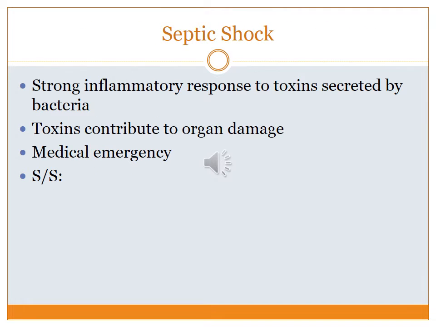of entry. Then we have septic shock, which is a strong inflammatory response to toxins secreted by bacteria. It contributes to organ damage. It is a medical emergency. Signs and symptoms you're going to see are cool and pale arms and legs. They may have a very high temp, but they may also have a low temp. They usually have low blood pressure and tachycardia, oliguria, restlessness, agitation, confusion, or lethargy. A lot of times you'll see a skin rash.